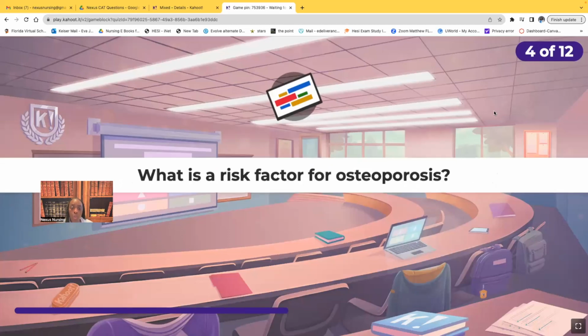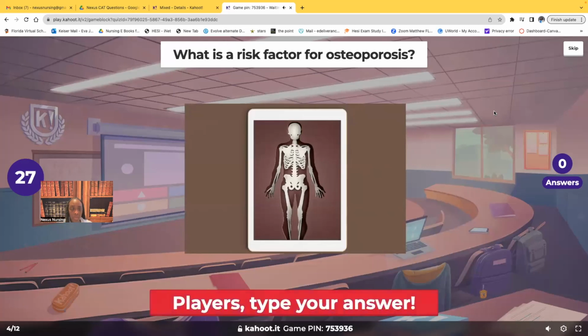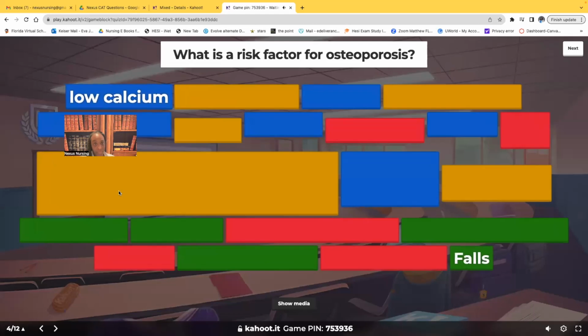Another word cloud. What is a risk factor for osteoporosis? Go ahead, type it in, guys. What is a risk factor for osteoporosis? What do you think? You guys are doing great on the live. All right, let's see.